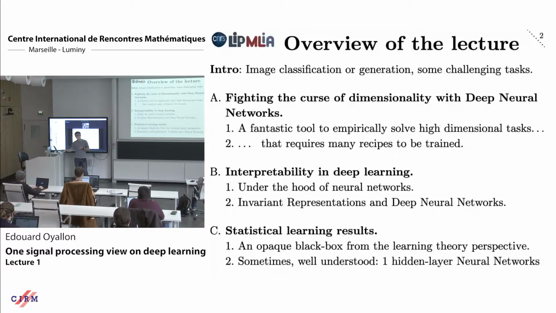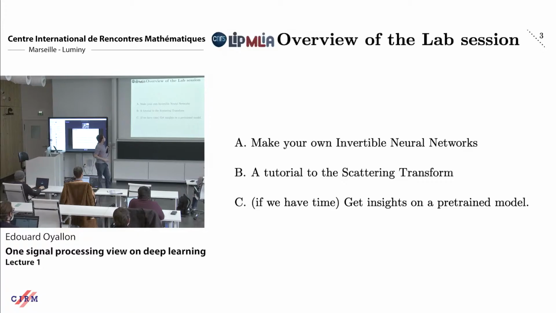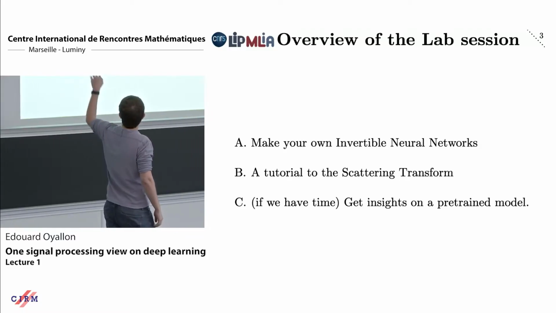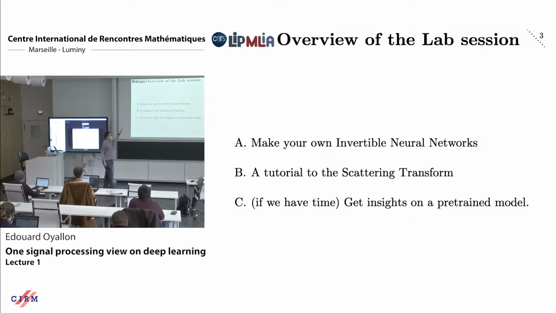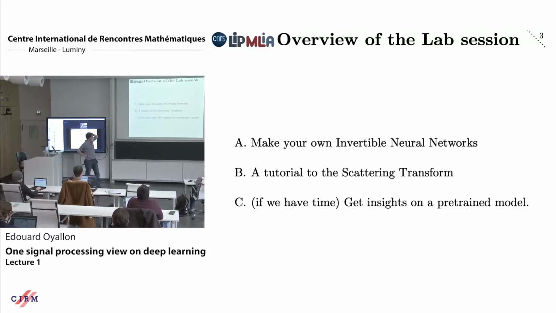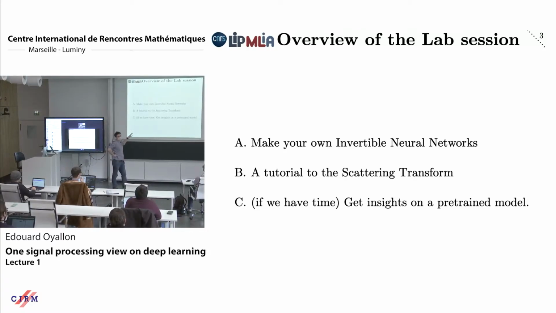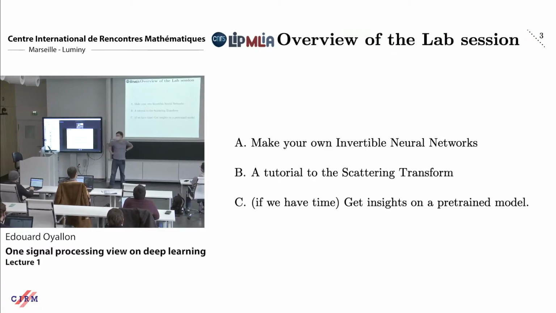Okay. I'm just going to mention the lab because there are some clues for tomorrow which are disseminated in the presentation. Tomorrow we will try to design some invertible neural networks with PyTorch. Then we will have a notebook about the scattering transform. And if we have some time, we will try to play with some pre-trained models.